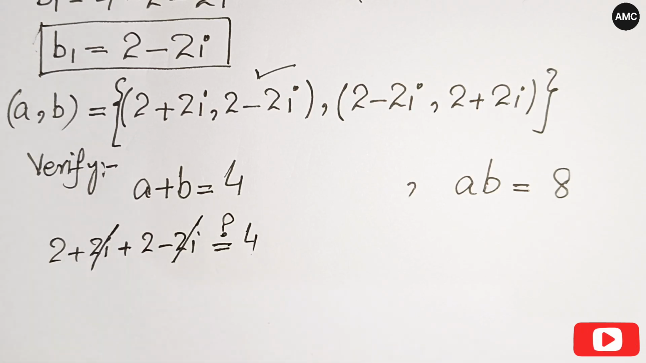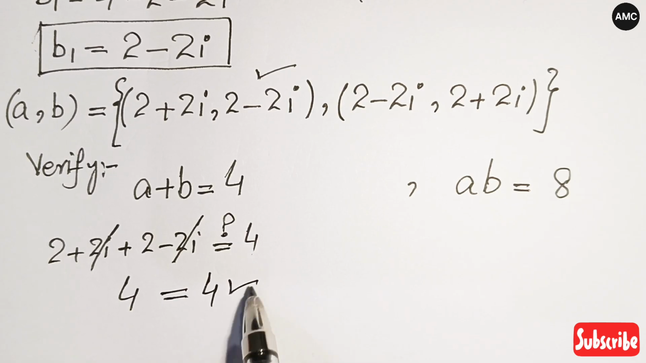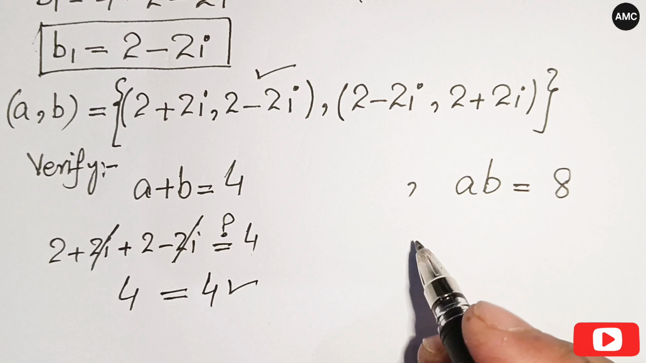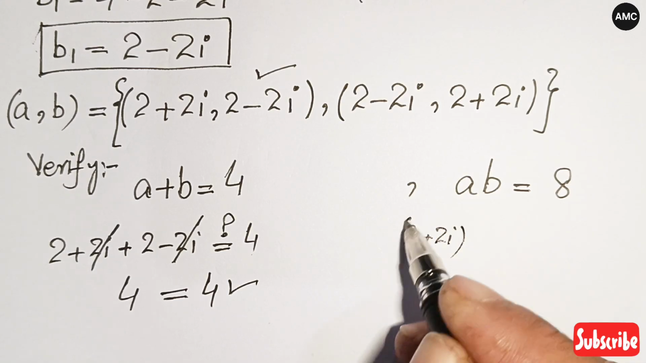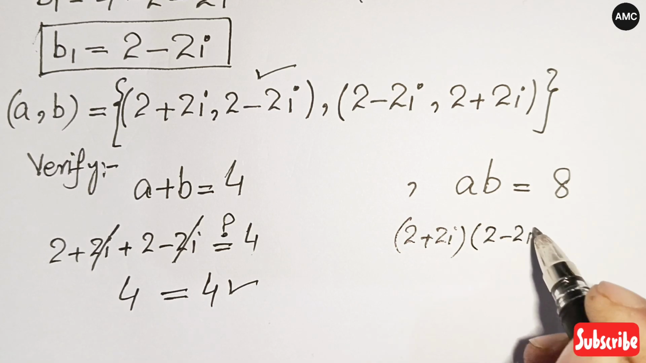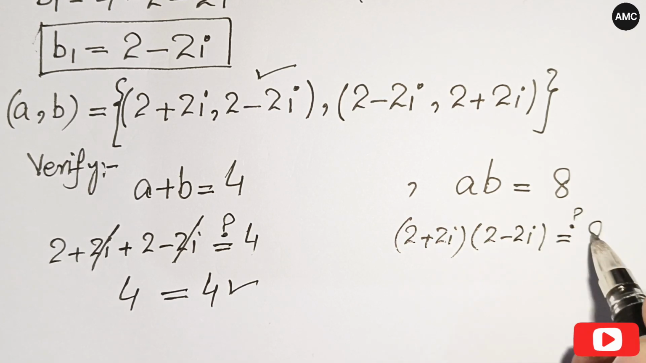Now plus and minus cancel. We get 4 is equal to 2 plus 2, which is 4. So 4 is equal to 4. Hence the left hand side is equal to the right hand side. Now equation 2 will be on a times b. So a is 2 plus 2i times b is 2 minus 2i. Is it equal to 8?